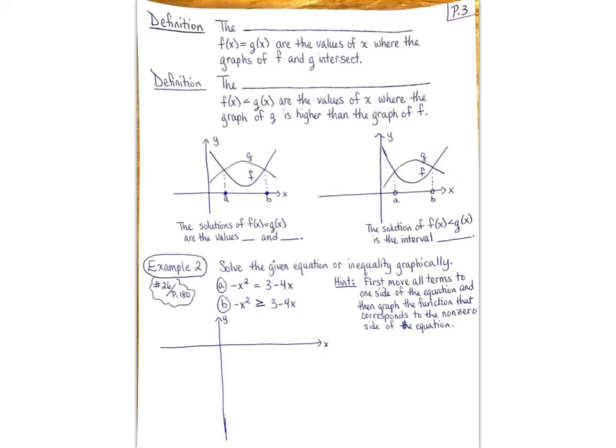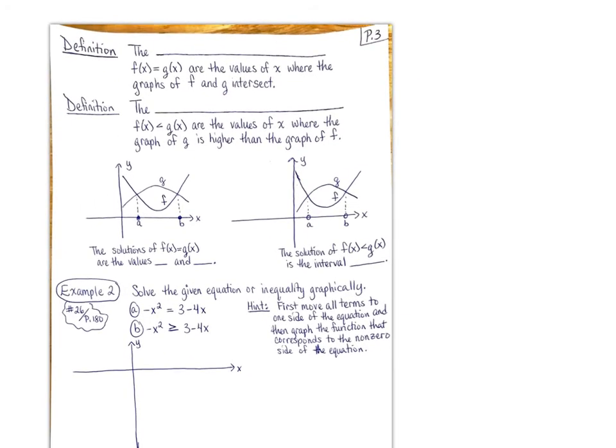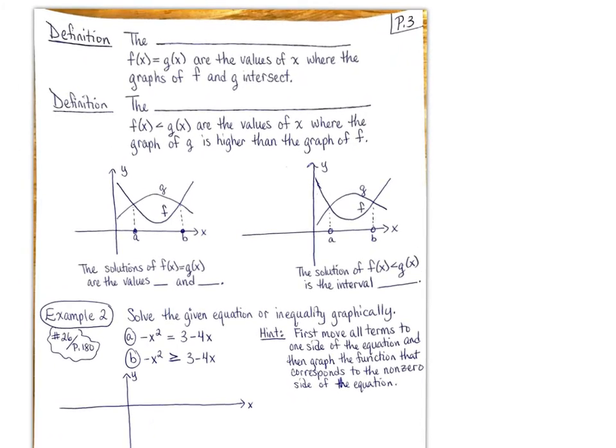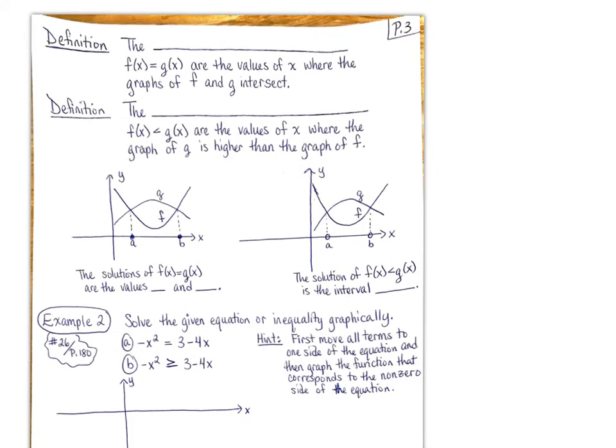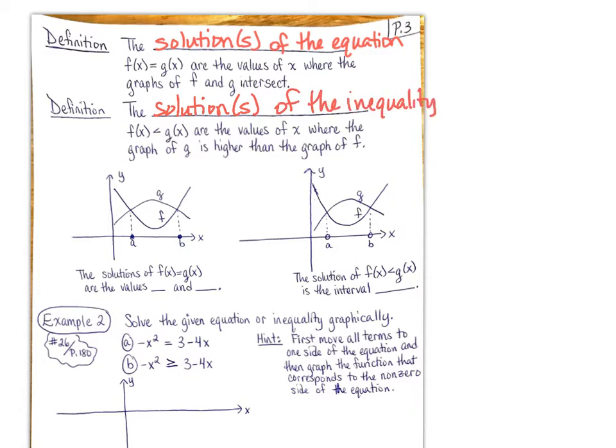The solution or solutions of the equation f of x equals g of x are the values of x where the graphs of f and g intersect. The solution or solutions of the inequality f of x strictly less than g of x are the values of x where the graph of g is higher than the graph of f.